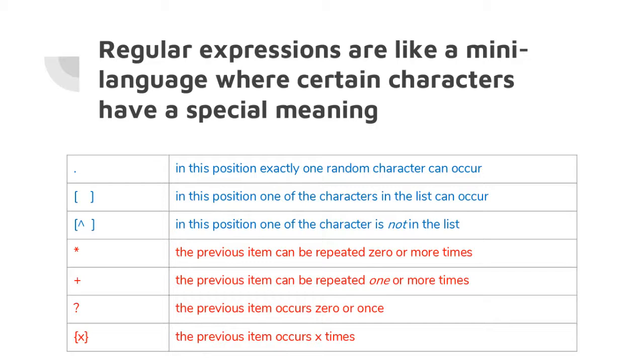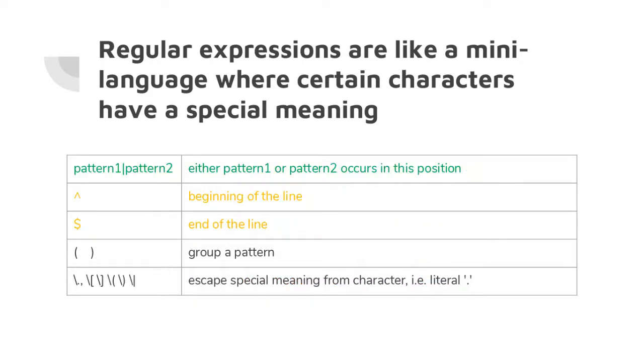Then you have the quantifiers. So star means a single character or group of characters can be repeated 0 or more times. A plus sign means a character can repeat 1 or more times. And a question mark means it can occur 0 or once. And you can also have the curly brackets and specify that it must occur exactly 1, 2, 3 times, whatever. Then you have the straight line for an OR, so either you have pattern 1 or pattern 2 that match.